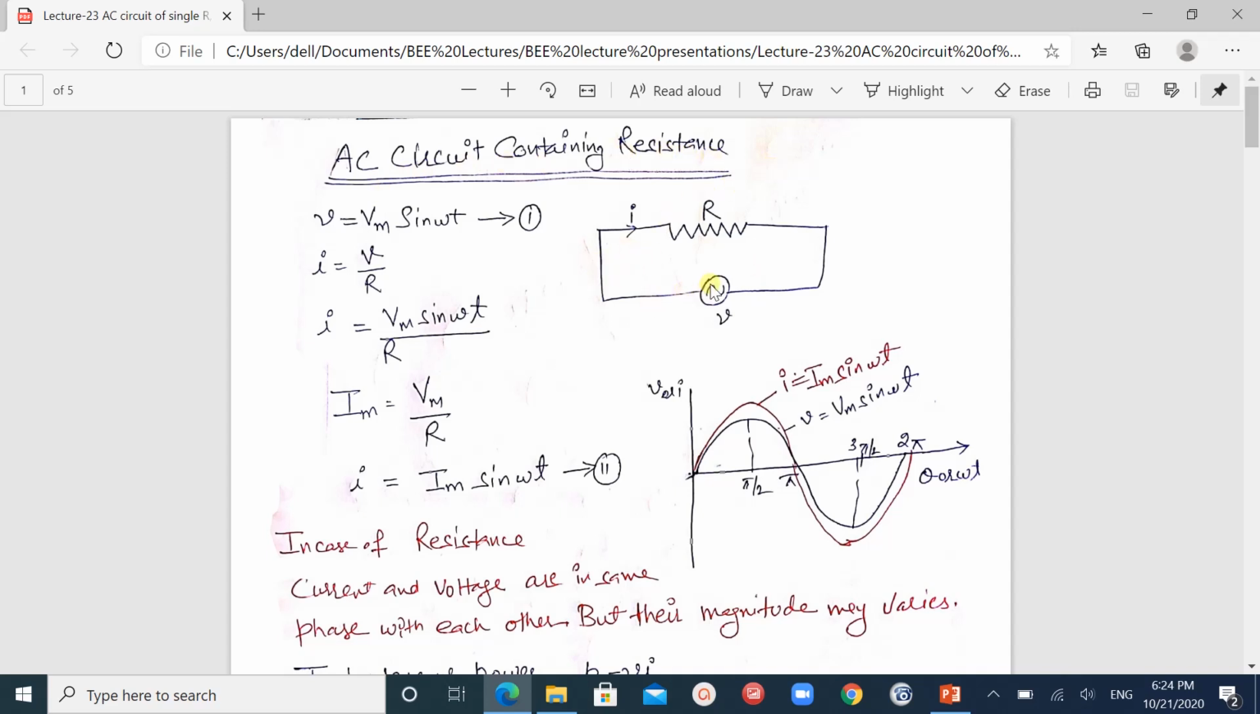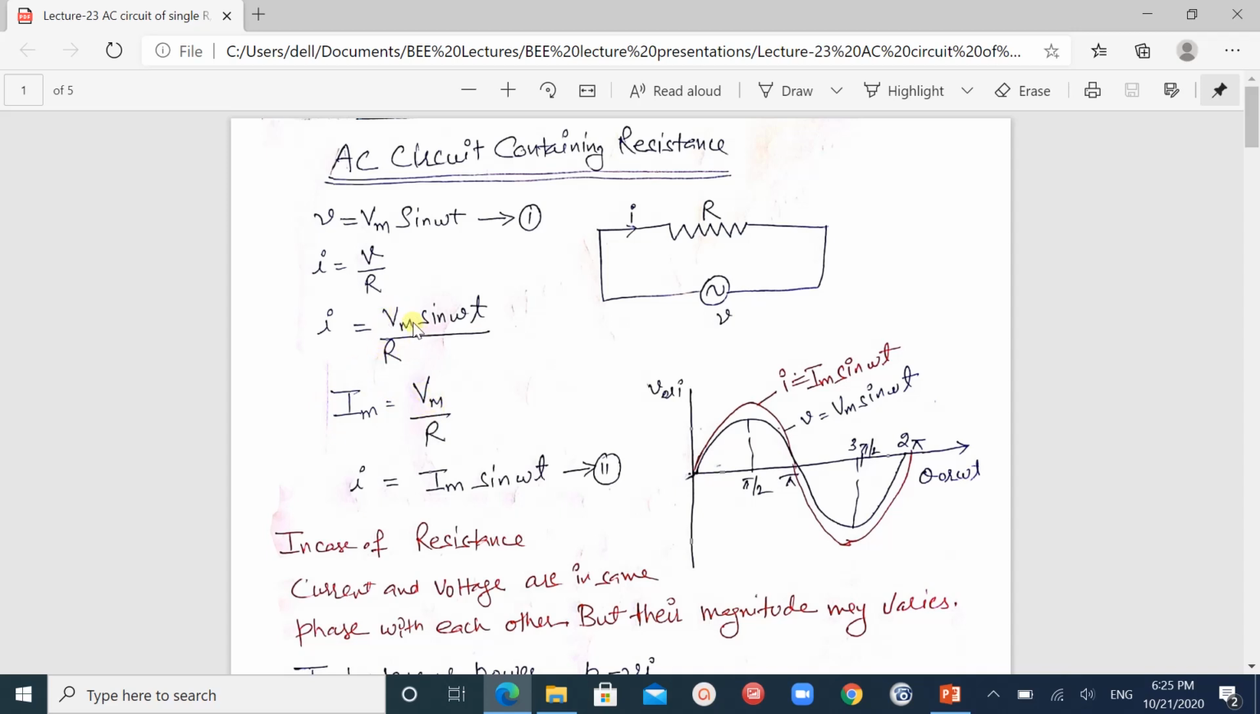This shows the circuit diagram in which we have a voltage source connected to a resistance, and the current I is flowing in the circuit. So the voltage given to the circuit is Vm sin omega t, as we are talking about the AC circuit. So I is equal to V upon R, so I is equal to Vm sin omega t upon R. From here we find Im is equal to Vm upon R.